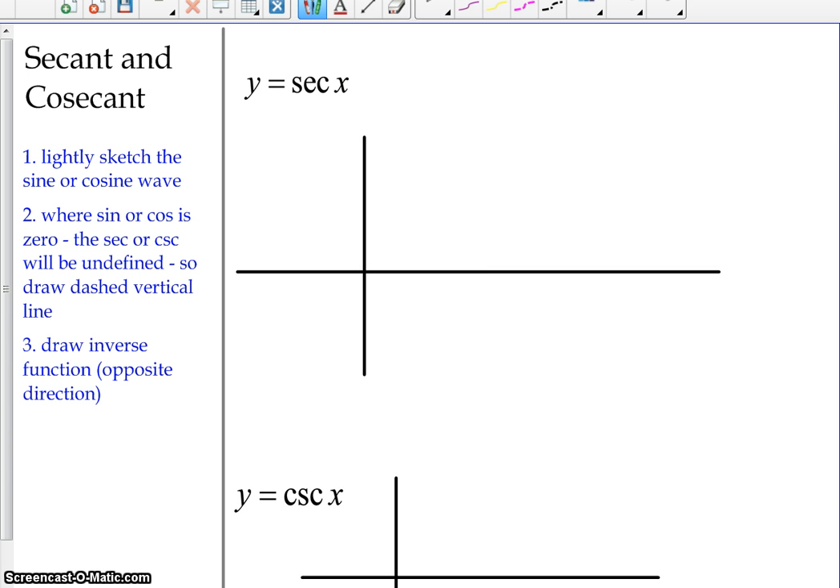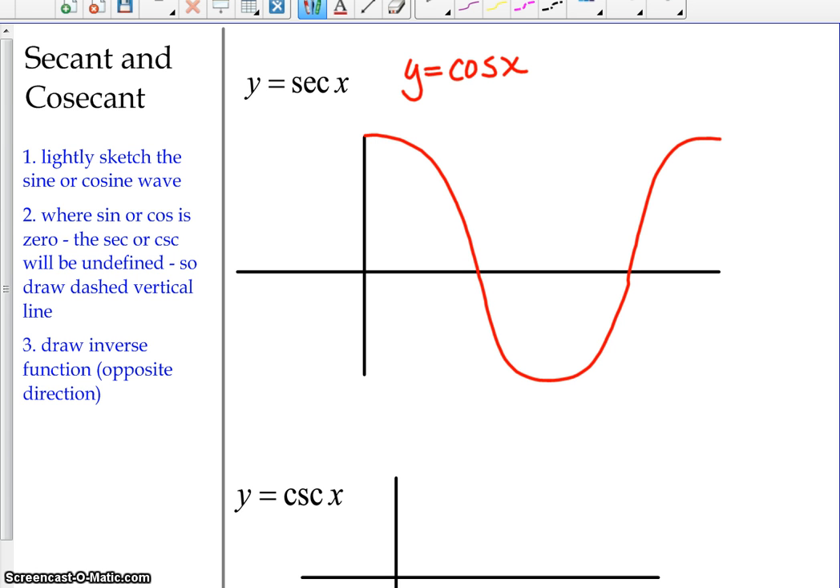With secant, I'm going to do it in red here. I'm going to graph the companion function of secant, which is cosine. So how do we graph the cosine? I'm going to graph my cosine curve. There's my cosine curve. I hope I gave myself enough room here. You'll see why in a minute.